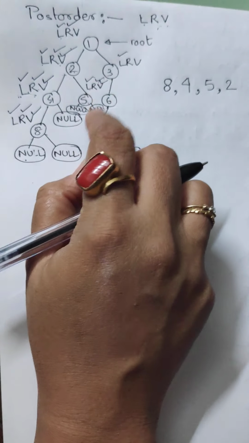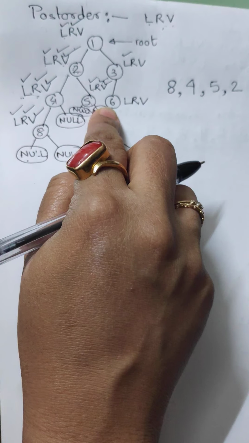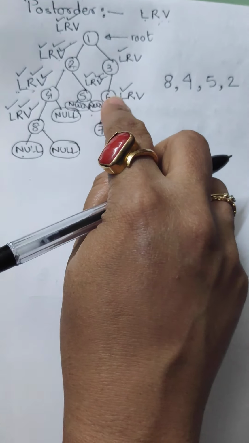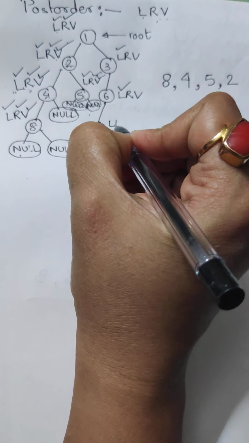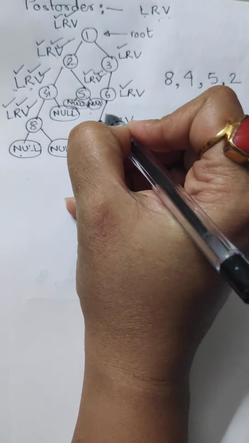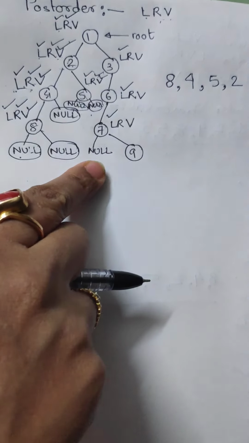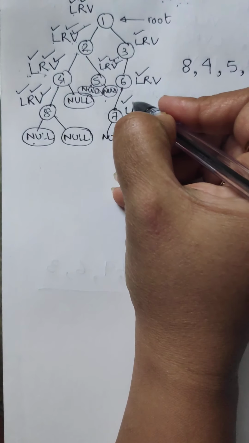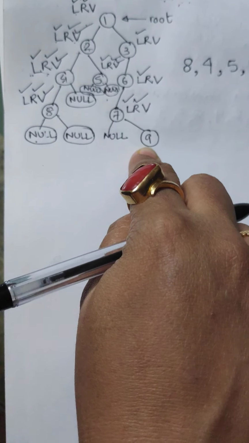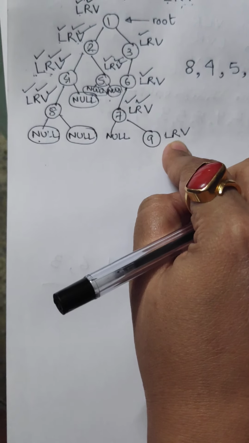L of 3, that is 6. Again you apply LRV on 6. L of 6 is 7. Again you apply LRV on 7. L of 7 is null. So you go back to 7 and you come to the right hand side of 7. That is 9. You apply LRV on 9.